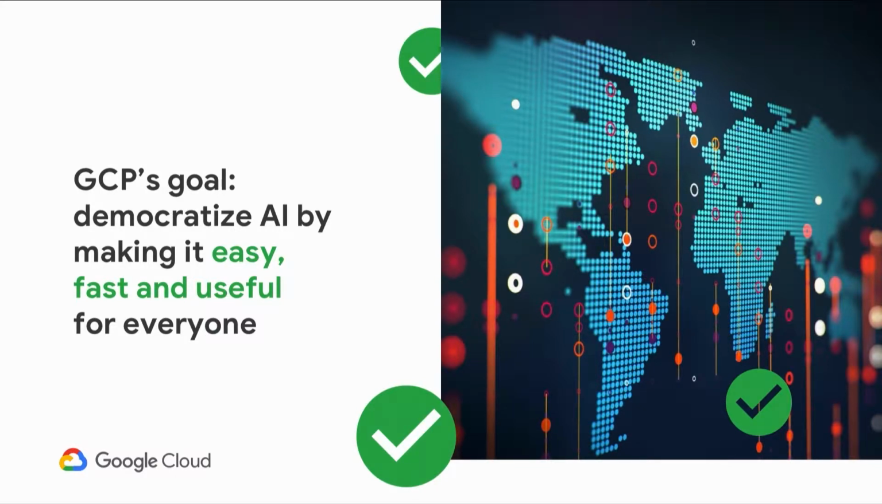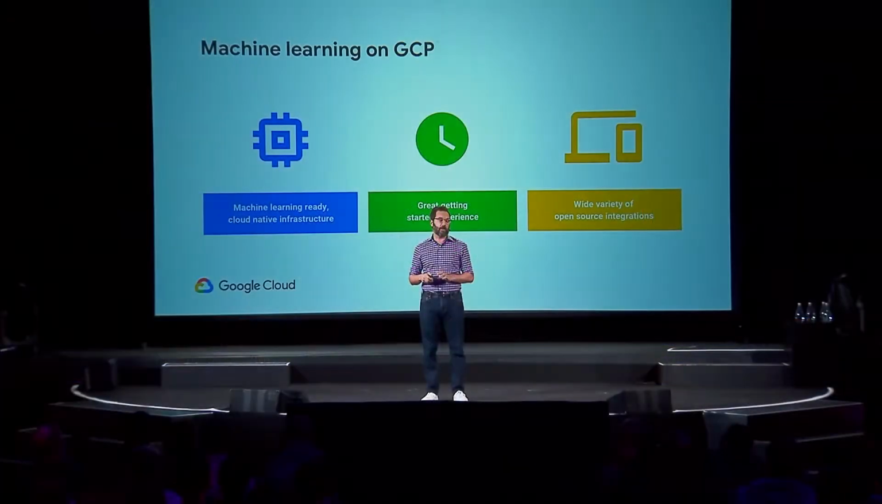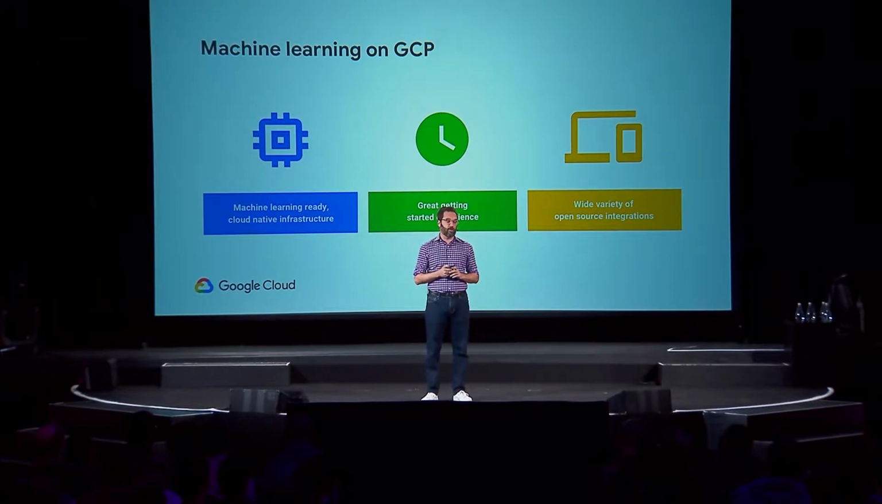And so our mission at Google Cloud is to democratize AI by making it easy, fast, and useful for everyone, no matter what their skill set. And the way that we're doing that on Google Cloud is really with three big investments. The first is we are opening up our hardware and our data centers, which are really designed to be machine learning friendly and cloud native. Second, we're making big investments in easy to use, easy to get started. And third, we're integrating with a number of different open source frameworks to let people use the things that they're already familiar with, basically using the best of breed under the hood with Google Cloud.